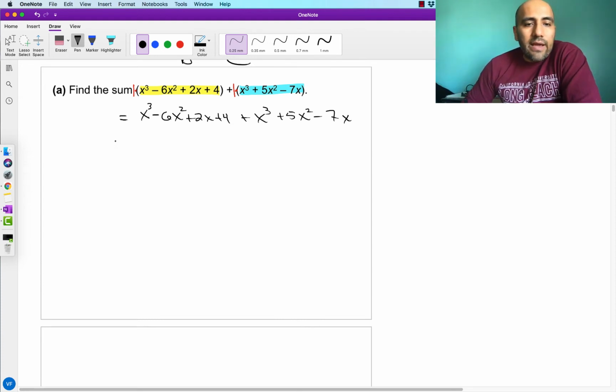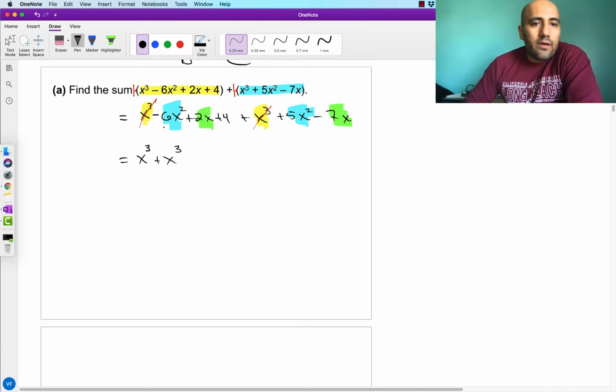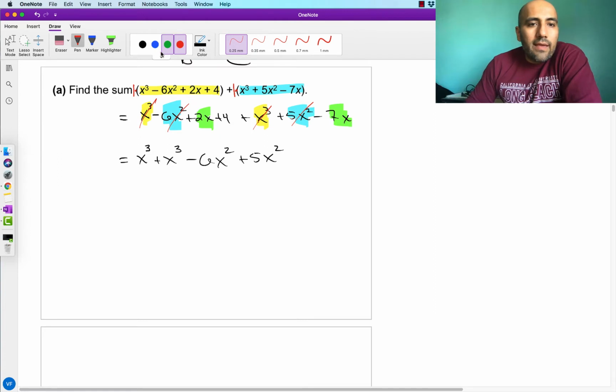And now all we have to do is combine like terms. So noting that x cubed and x cubed are like terms, and x squared and x squared are like terms, and 2x and minus 7x are all like terms, let's just rewrite it so that they're right next to each other. So we have x cubed plus another x cubed. And now I'm going to bring together the x squares, so minus 6x squared plus 5x squared. And then also I have 2x, so plus 2x minus 7x.